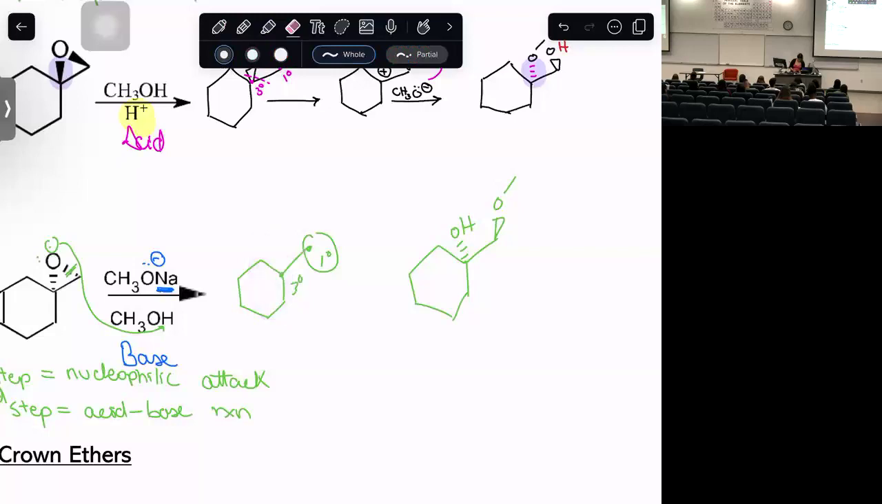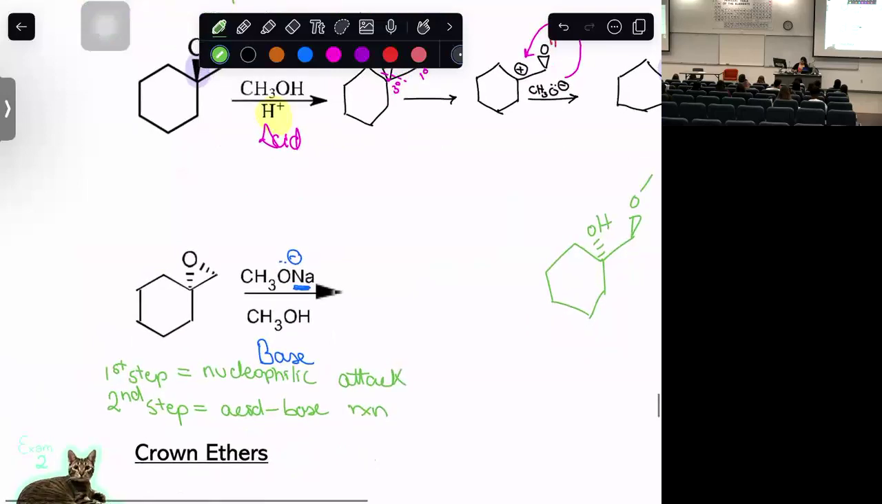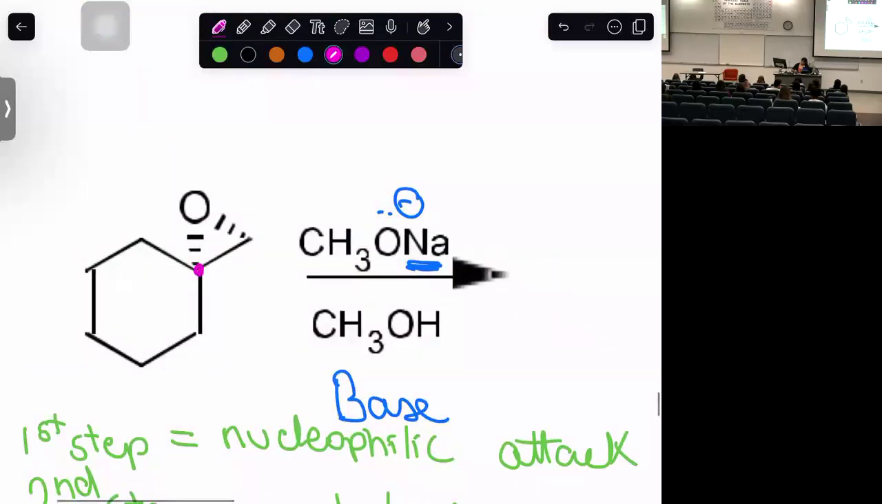Okay. First of all, did anyone get the same product that Nancy got? We all got it? Did anyone not get the product? Okay. Seems like no one, which is good. But let's look at the mechanism for this little guy in here. Since we know that the steps are inverted, again, I just start by looking at the degree of the carbons that I have. Left one, it was tertiary, right one, primary.